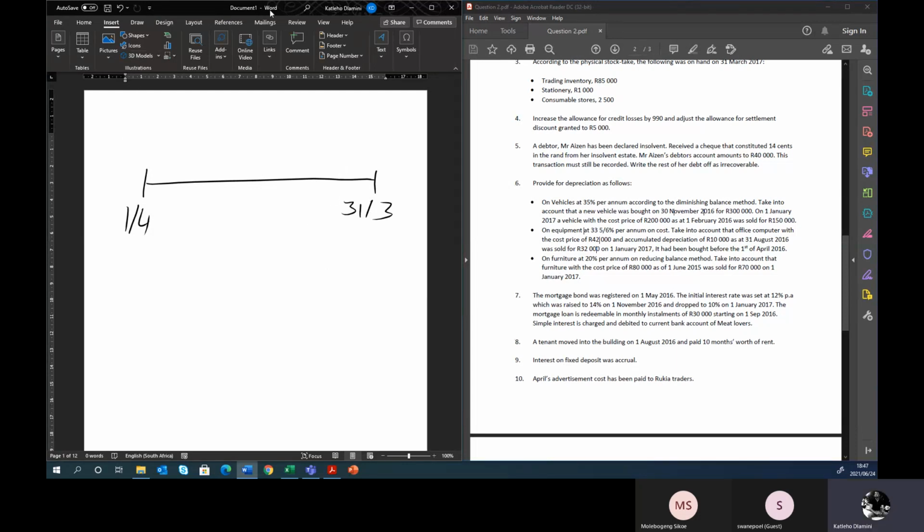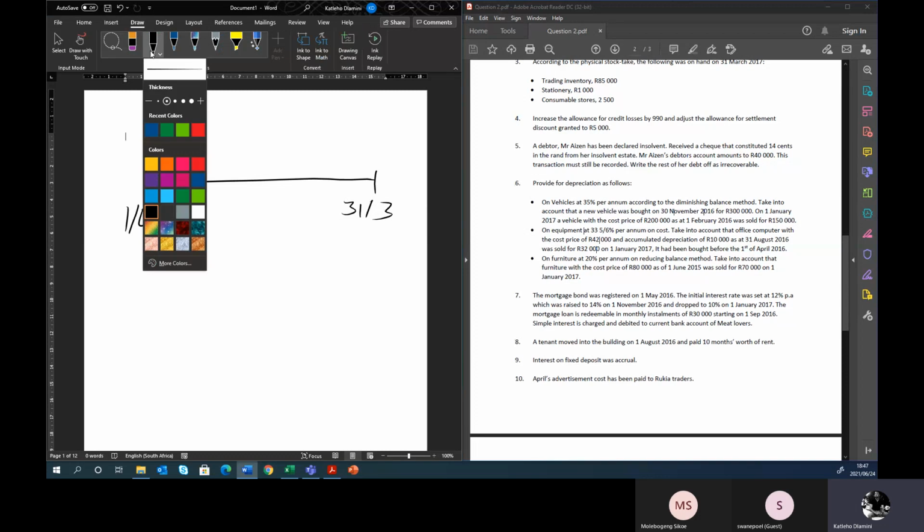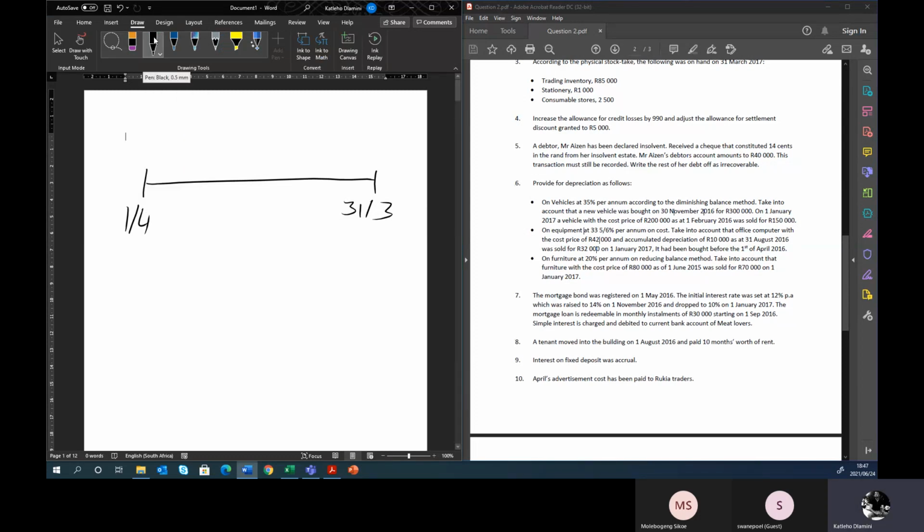Okay. We bought a new vehicle, 31st of November. Where's my pen? 31st of November would be somewhere there. On the 1st of January, new vehicle was bought on 31st of September. Done. Okay, fine. We bought it there.